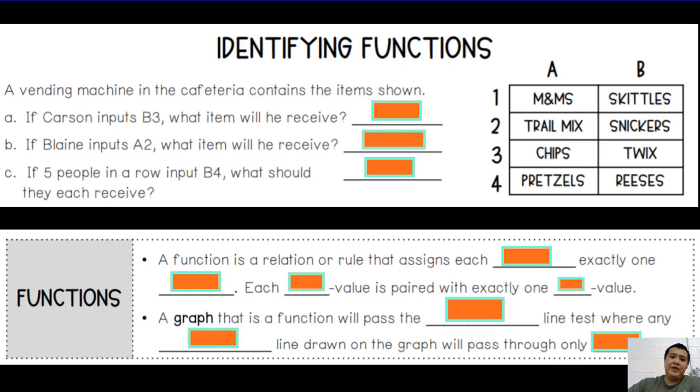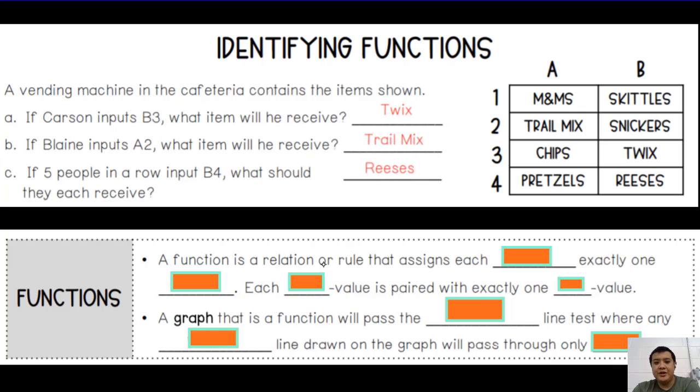A vending machine in the cafeteria contains the items shown. If Carson puts in B3, what item will he receive? Well, B is over here, 3 is over here, so if we go where the cross section is, here we get a Twix. If Blaine puts in A2, what item will you receive? So A is right here, 2 is right here, so that would be a trail mix. And if 5 people in a row put B4, what should they receive? Well, it doesn't really matter how many people put in B4. As long as B4 is listed as Reese's, they will get Reese's.